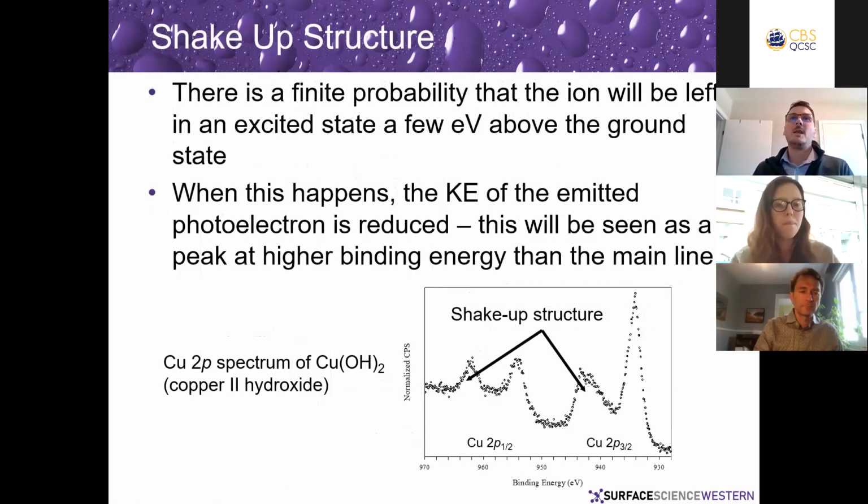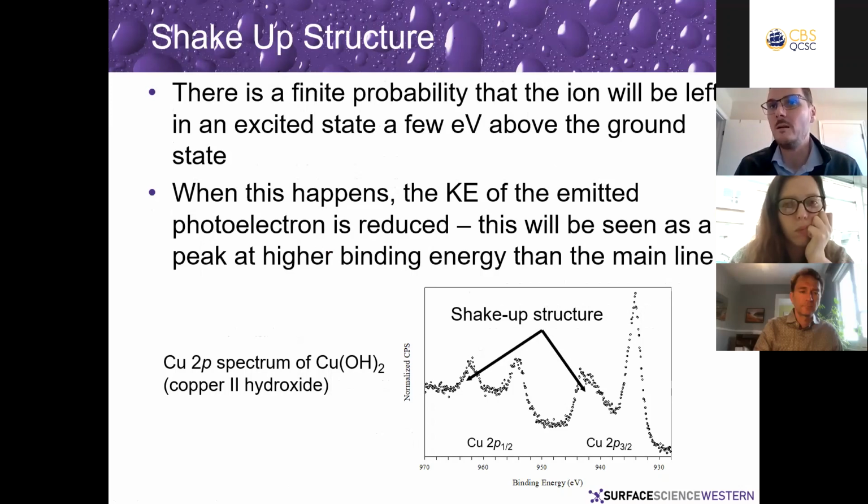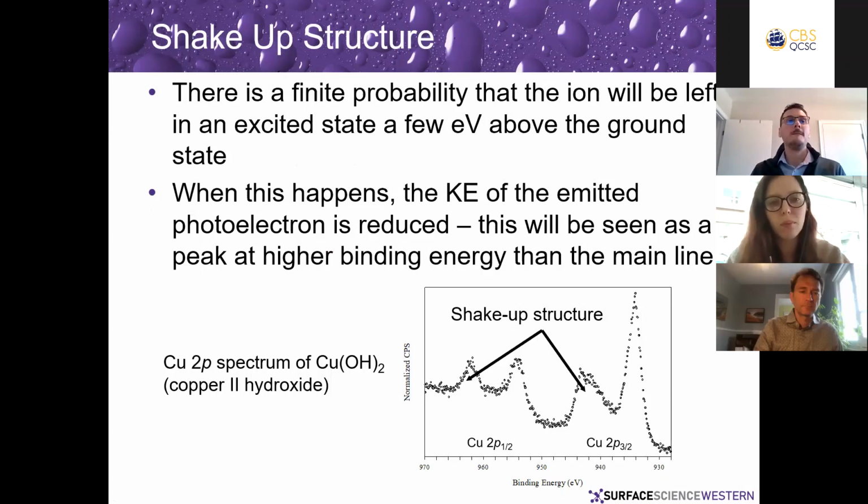In a shake-up structure, you can have a probability that an ion will be left in an excited state. When this happens, the kinetic energy of the emitted photoelectron can be reduced, and you'll see this as a higher binding energy peak above the main line of the spectrum. A classic example is the copper 2p spectrum of copper 2 species, where it's almost diagnostic that you see this shake-up structure above the main 2p line.